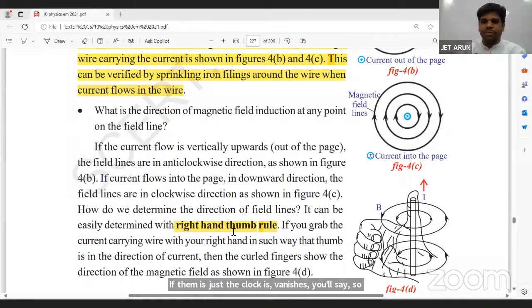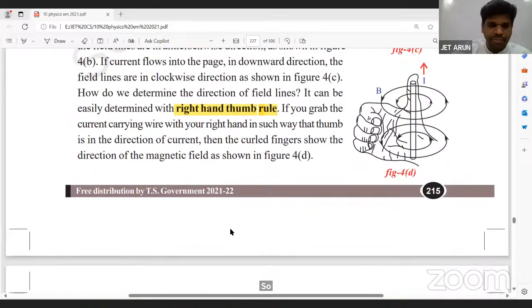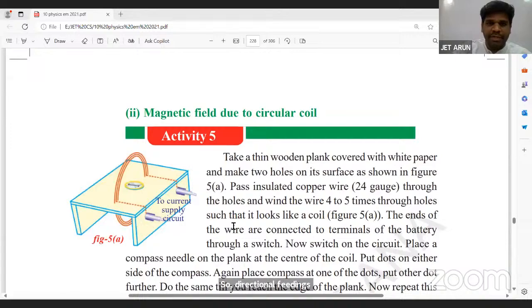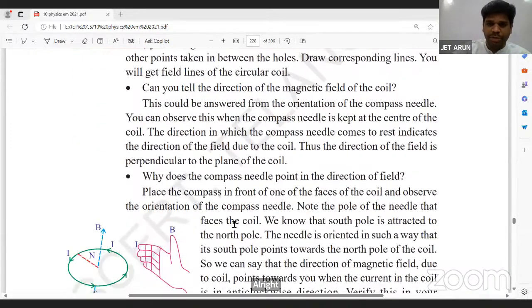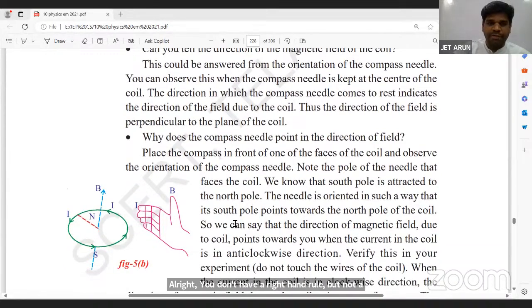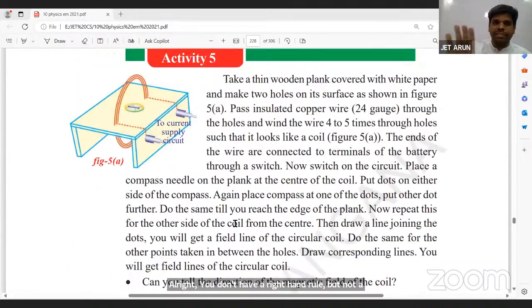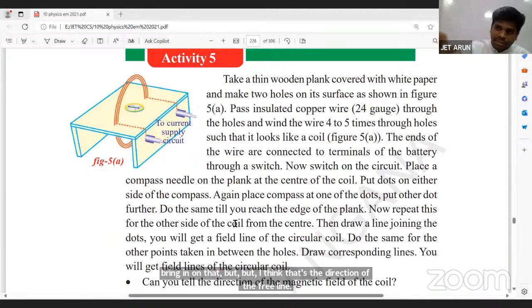So right hand thumb rule gives you the direction of field lines. All right. This was a circular coil. Here also you've got a right hand rule, but not a thumb rule, where if I curl my fingers in the direction of the current, my thumb will give me the direction of the field line at the center.